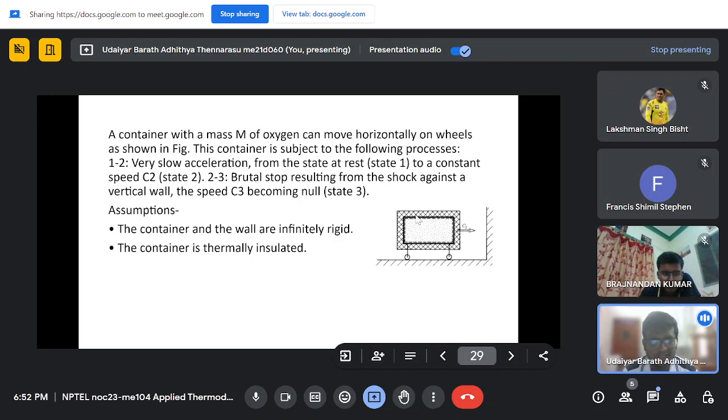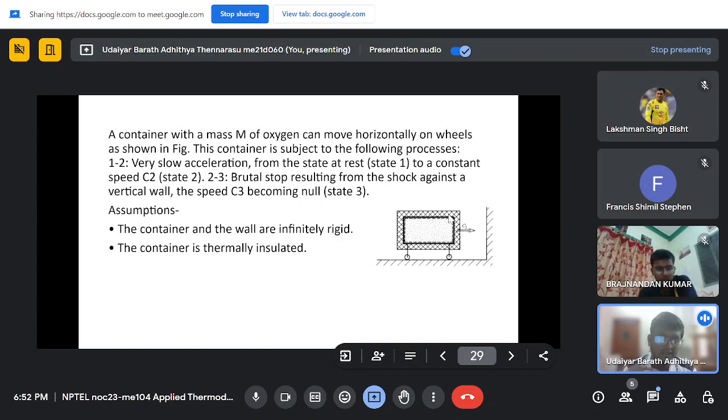You are assuming that the container wall is infinitely rigid, in the sense that whatever you do, it will not deform. It's very rigid, so that's the assumption you are making. The second assumption is that the container is thermally insulated, so a good insulation has also been provided on the container. The oxygen is contained in a rigid vessel, and it's also thermally insulated. Now this container goes through two processes.